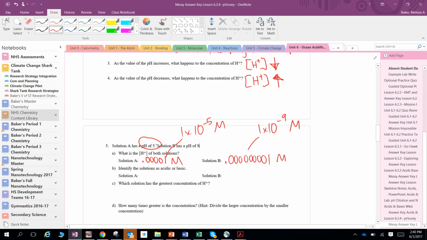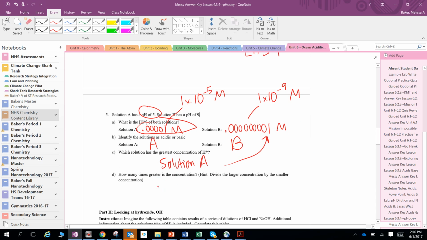Since solution A has a pH less than 7, that would be an acid. And since solution B has a pH greater than 7, that would be a base. And the larger number is, of course, solution A. That is a bigger number than this concentration here. How many times bigger? If I take 0.00001 divided by 0.000000001, that is 10,000 times larger.